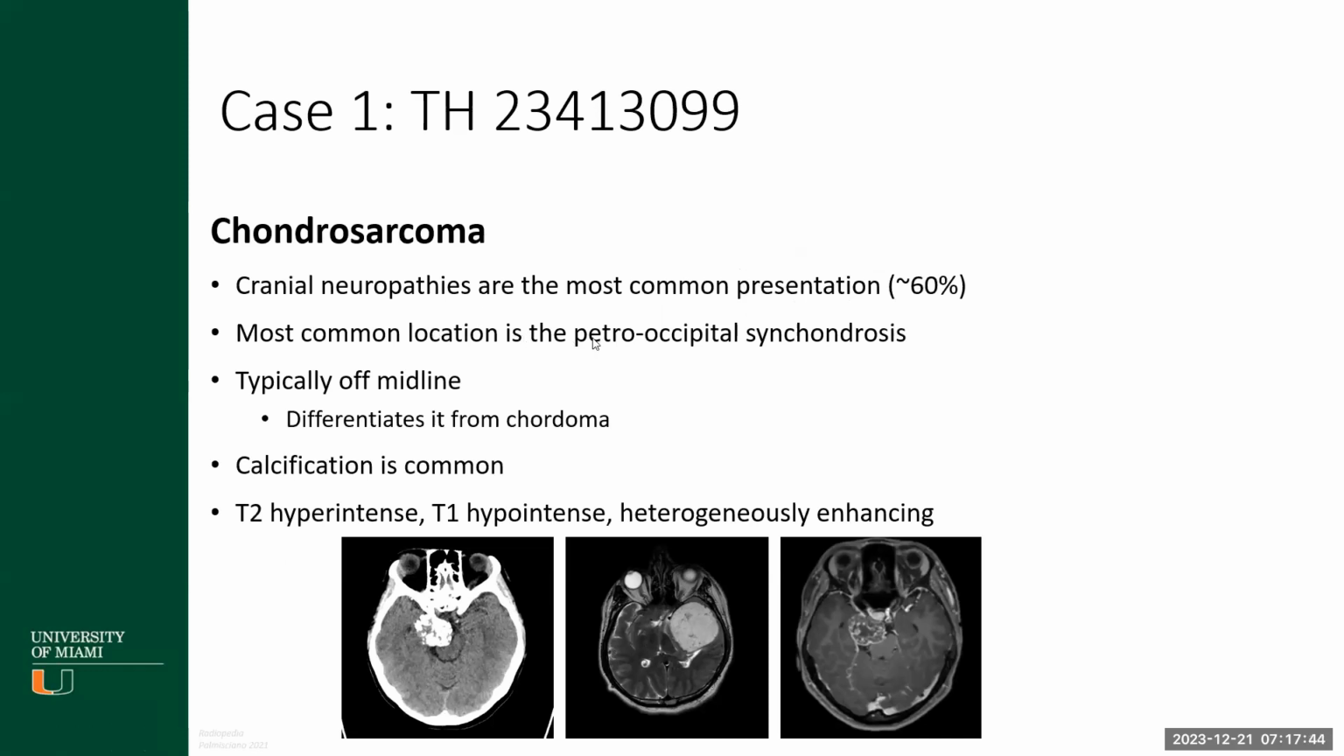Most common location, petro-occipital synchondrosis. So essentially, this is critical as to why these would be off midline, right? If you're going to have a chondrosarcoma, they're going to arise from the synchondroses of the skull. And so that's why you have it on right versus left, but not necessarily always midline. This is what differentiates it from chordoma.